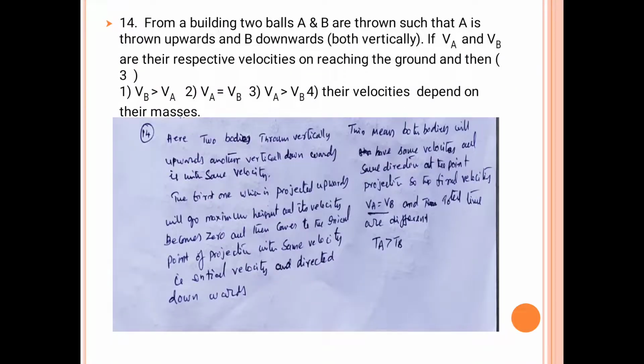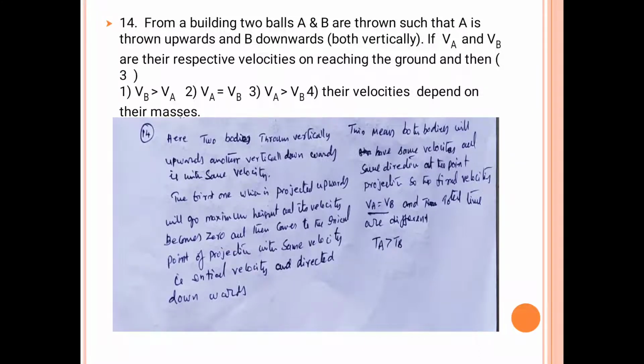So next, coming to the 14th problem. From a building, two balls A and B are thrown such that A is thrown upwards and B is thrown downwards. If VA and VB are their respective velocities on reaching the ground, then what will be the answer from the options that have been given? Here one body, A, is thrown upwards and B is thrown downwards.